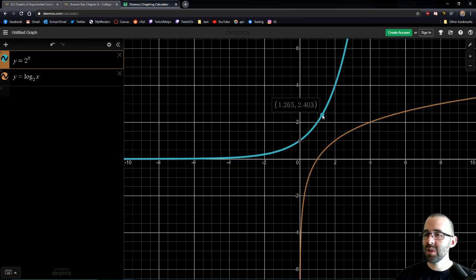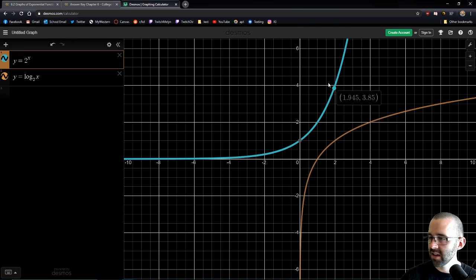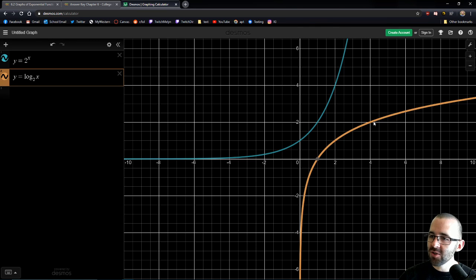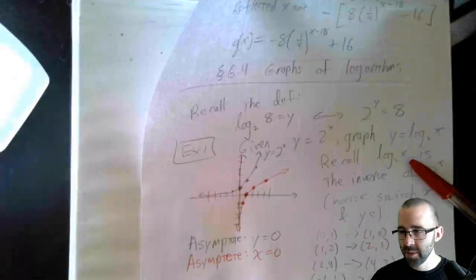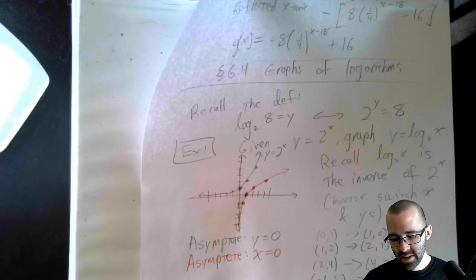Domain of an exponential function, we said, is always all real numbers. We can get any x we want here. That means the range of the orange is all real numbers. The range of the blue graph, we said, was 0 to infinity, which means the domain of the orange graph is 0 to infinity. And again, they both have to be 1 to 1, because otherwise they wouldn't have inverse functions, and they are inverses of each other. Okay, and we already talked about the asymptote as well. So we're going to use that as we go on.